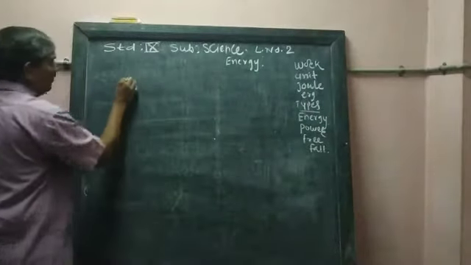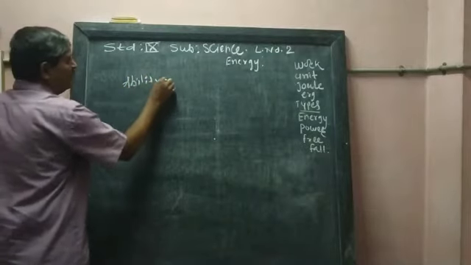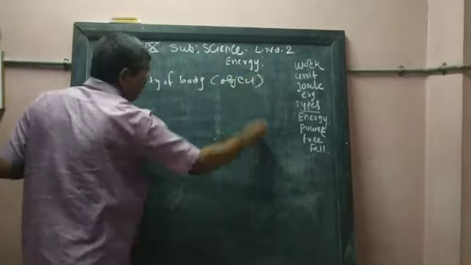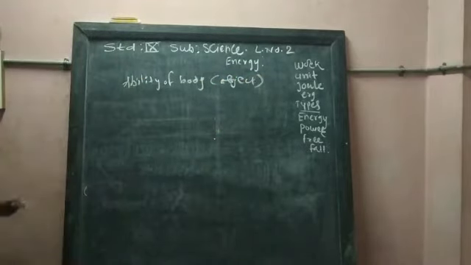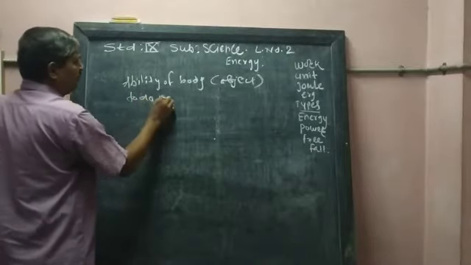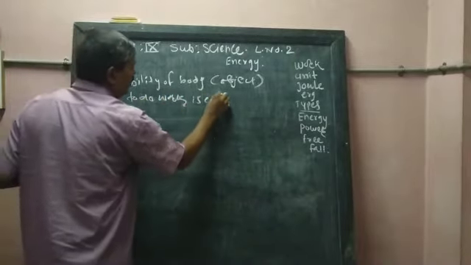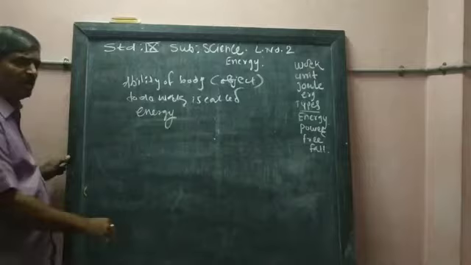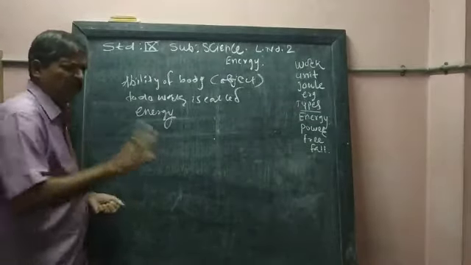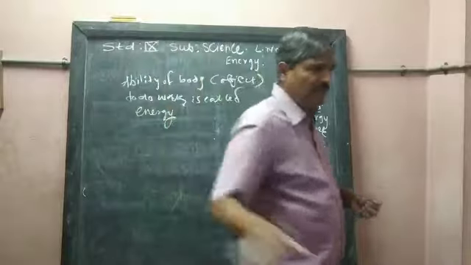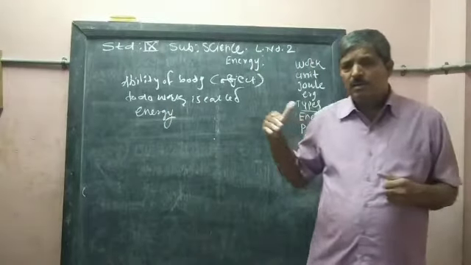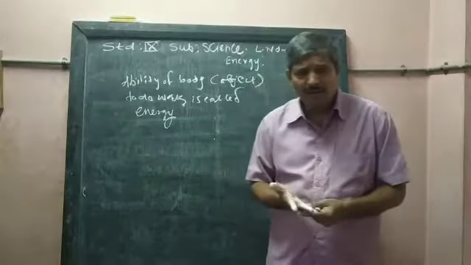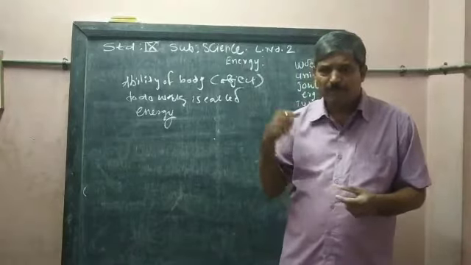See, definition of energy: ability of a body, or I am writing here object, ability of a body to do work is called energy. Then what are the types of energies? There are a number of types of energies: solar energy, light energy, sound is also energy, mechanical energy, magnetic energy, muscular energy.